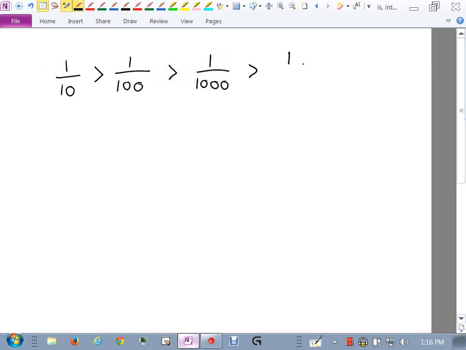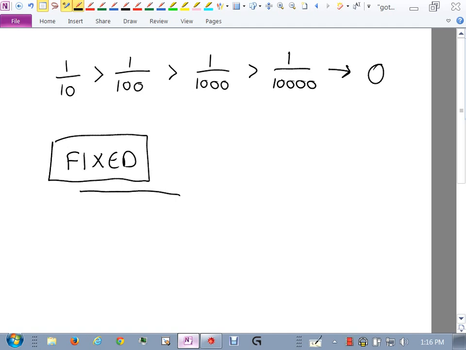And so it keeps getting smaller, and eventually this is approaching 0, isn't it? So if you have a fixed number, and you divide it by a number that is infinite. Now, I'm using very, very loose notation here. Infinity is not a number, all right? You can't quantify infinity. 10 is a number, 100 is a number, 1,000, 10,000.